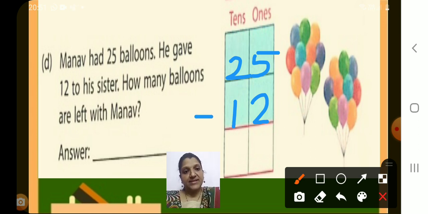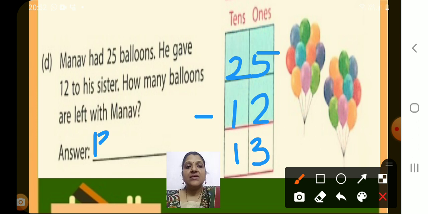So put the minus sign. Now let us do the subtraction of numbers in the ones place first. 5 minus 2. Can we subtract 2 from 5? Yes, we can. So 5 minus 2, what is the answer? 3, correct. And subtraction at the tens place, 2 minus 1 is 1. So 25 minus 12, the answer is 13 balloons. Write it down over here.